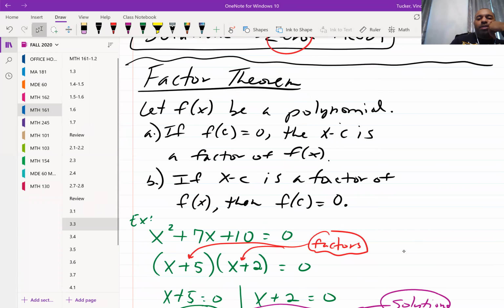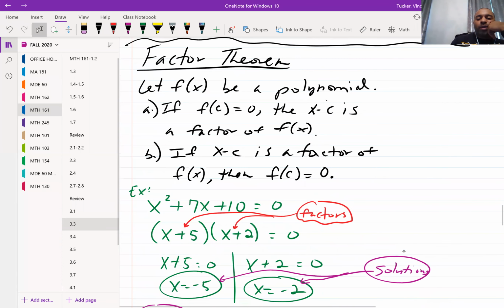All right, in the green, I was just re-emphasizing what it means for an expression to be a factor of another expression. So when you look at x squared plus 7x plus 10, you will factor that out into x plus 5, x plus 2. Those are your factors. All right.